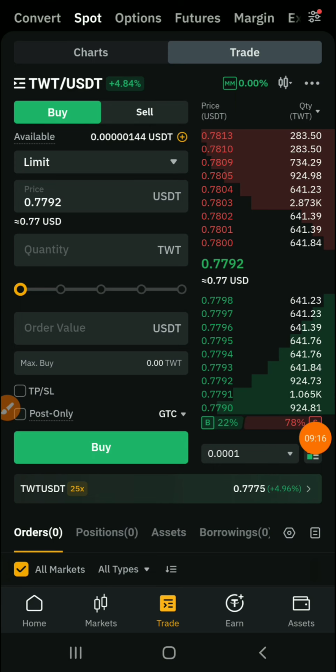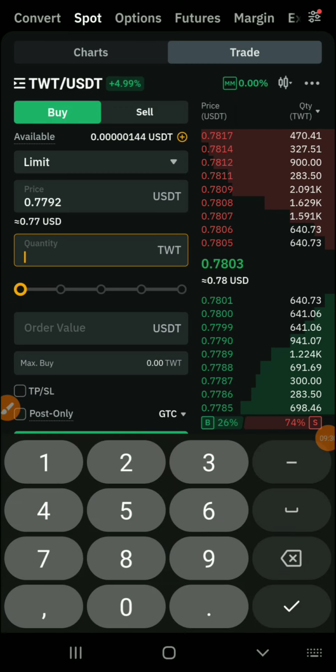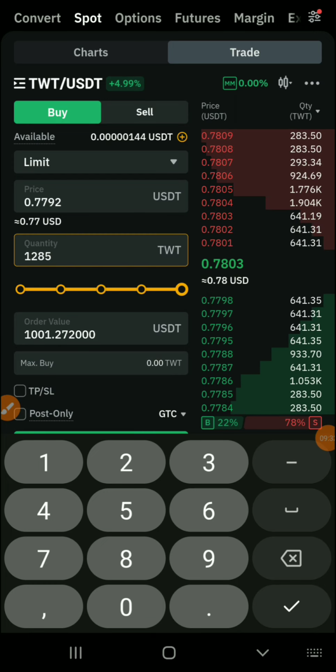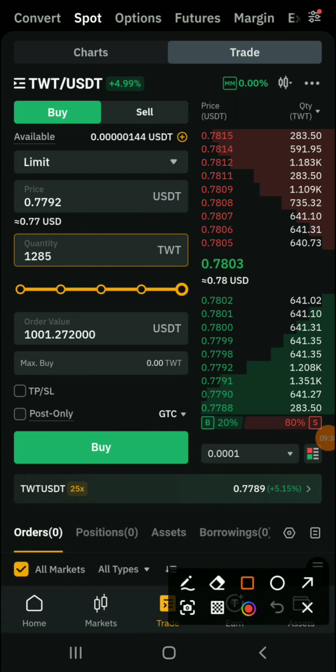We are now on Bybit, and we already have 1,285 worth of Trust Wallet token in our wallet. So we have already sent it. Assuming we've sent it to Bybit, we're just going to click over this place and type 1285, and we're having 1,001 USDT. Have you seen how small the capital is?